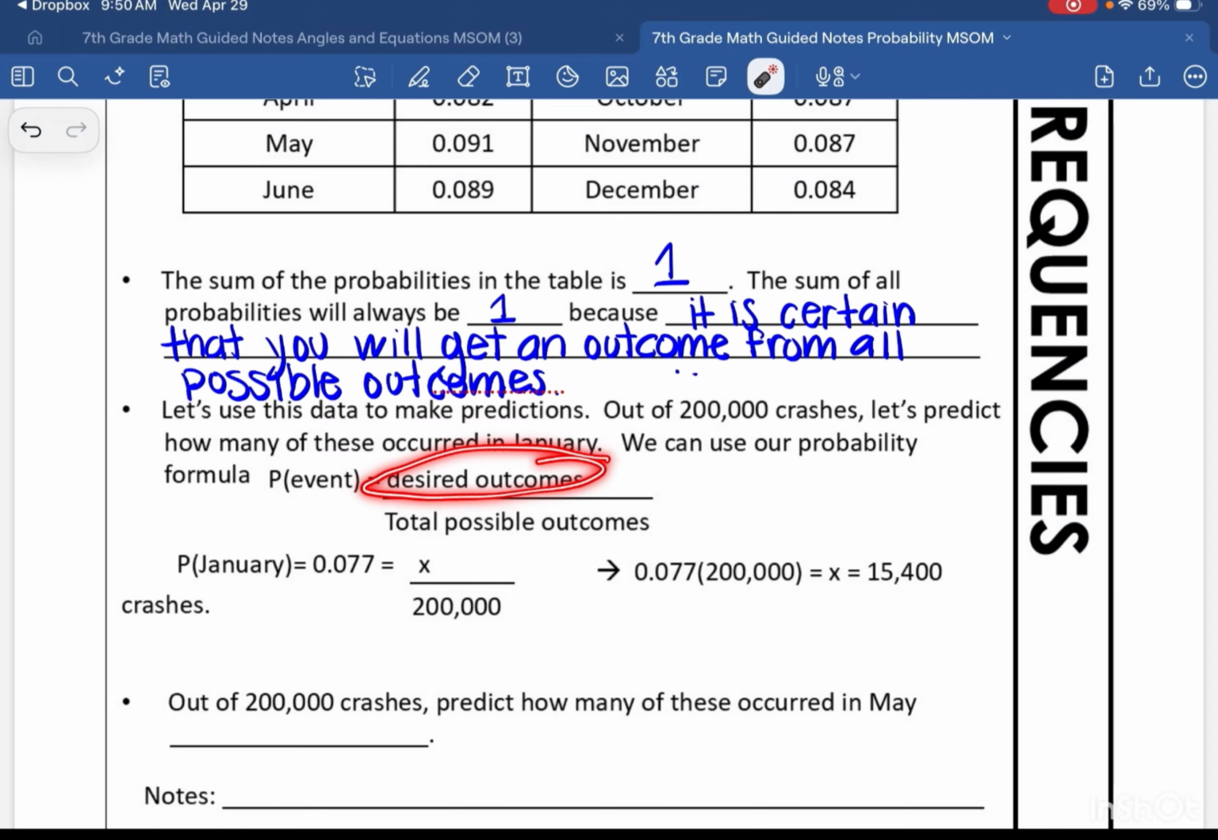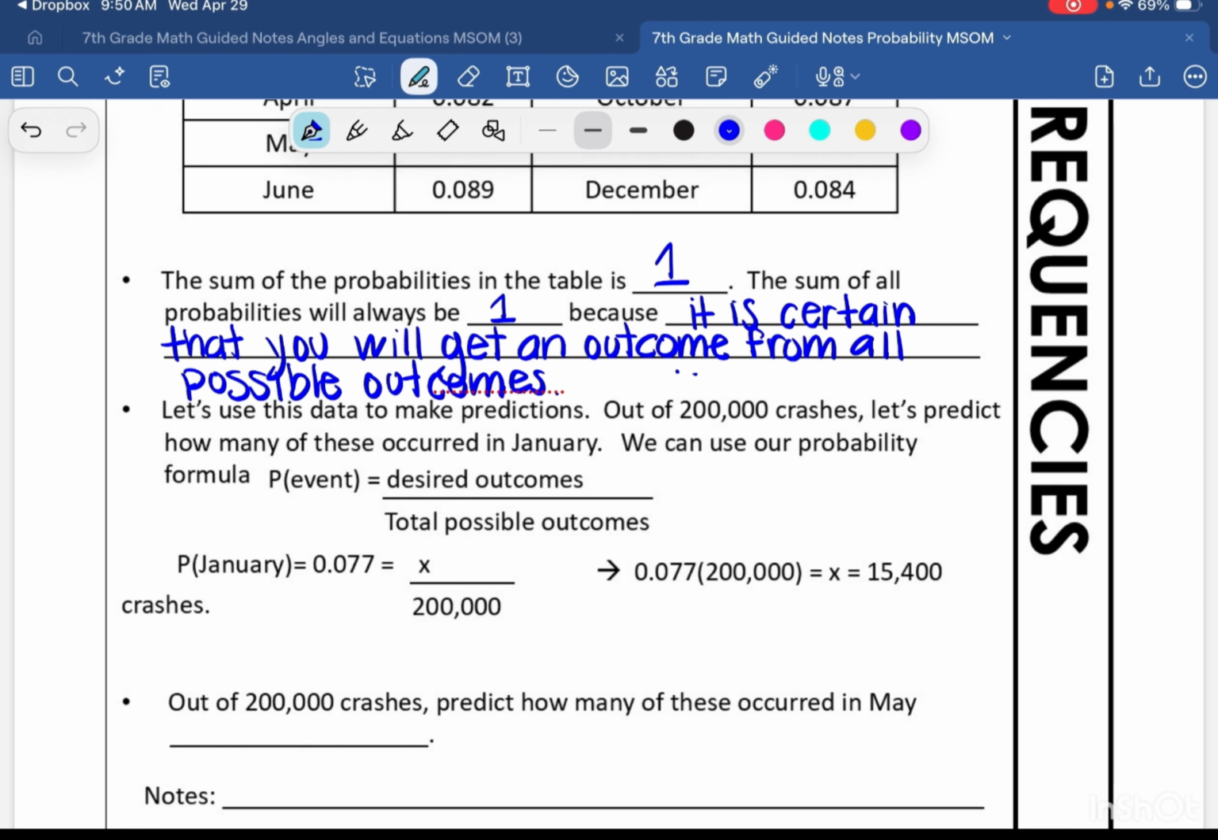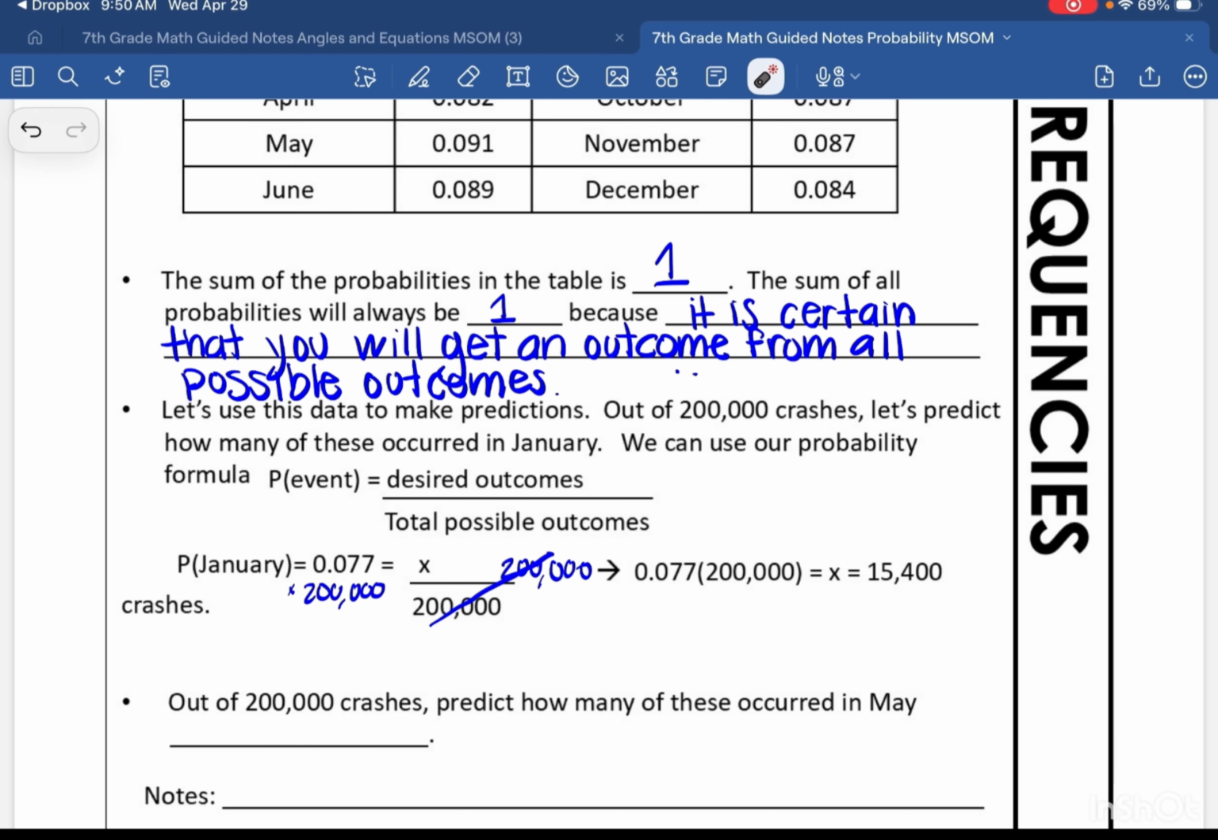I don't know the outcomes in January, but I do know that the total possible outcomes is 200,000. So that goes in my denominator. Now I'm going to use my algebra to figure out my x. I can multiply each side by 200,000. Those will cancel out, and so I get x equals 200,000 times 0.077, and doing the math, I get 15,400.